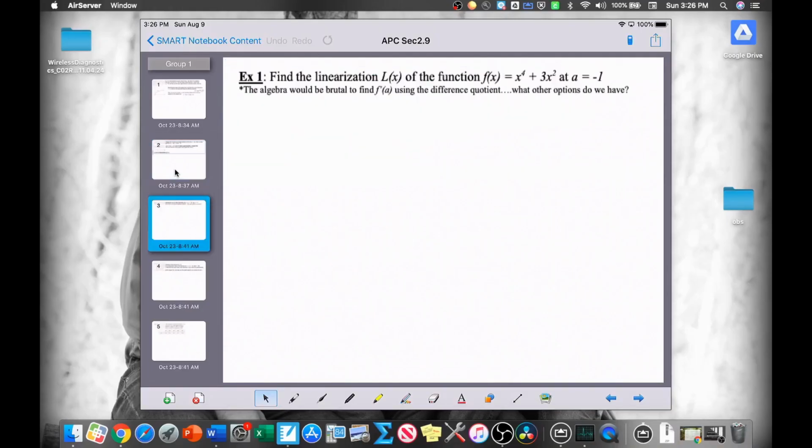Let's take a look at example 1. It says find the linearization L of x of the function f of x equals x to the fourth plus 3x squared at a equals negative 1. Okay?